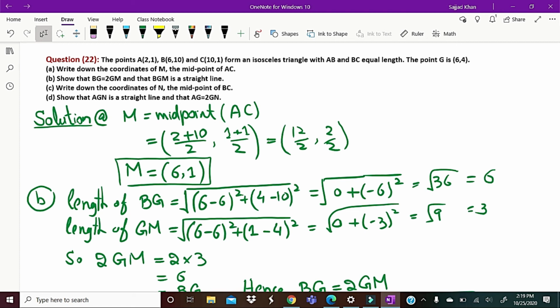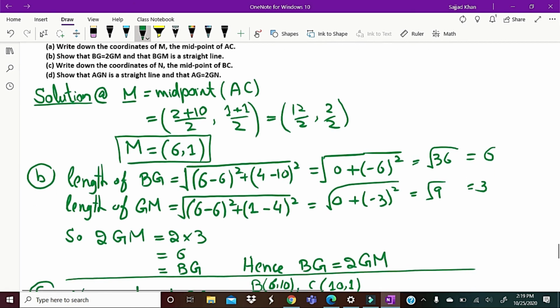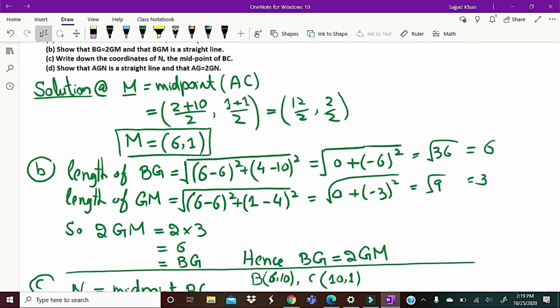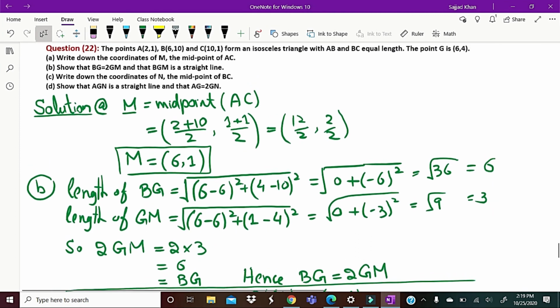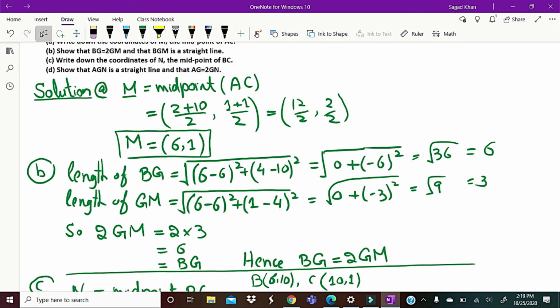M is the midpoint of AC, so we can easily find M by using the midpoint formula. In part B, show that GB is equal to 2GM, and that BGM is a straight line. So what we have to do is show that the length of BG is equal to 2GM. The length of BG, we have point B and point G, you can find the length is 6. The length of GM is 3. If you multiply the length of GM by 2, it gives us 6. So that means BG is equal to 2GM.